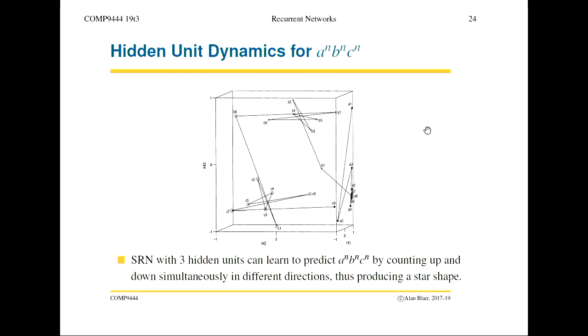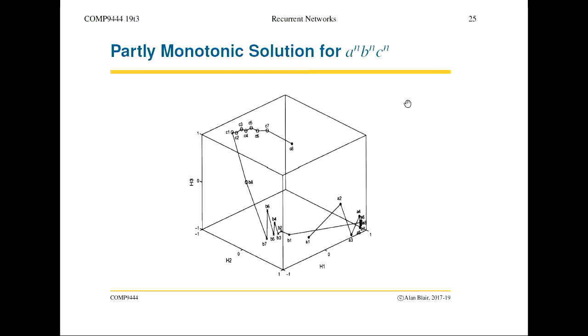In one direction, it's oscillating inwards and outwards in the other direction. So it's counting. It's oscillating outwards to check that the B's are equal to the A's, and then it's oscillating inwards in a different direction so that it'll later be able to check whether the C's are equal to the B's. And sometimes you get monotonic solutions as well.